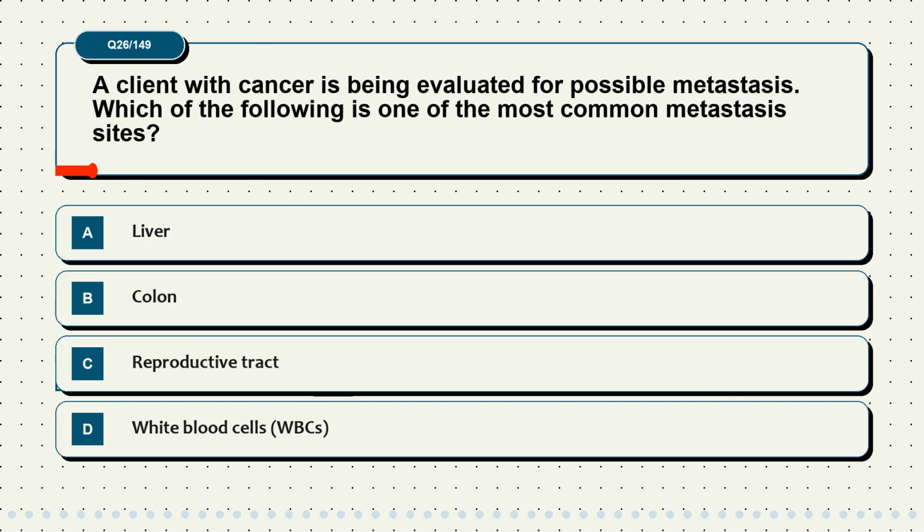Question 26. A client with cancer is being evaluated for possible metastases. Which of the following is one of the most common metastases sites? Here are the options. Option A, liver. Option B, colon. Option C, reproductive tract. Option D, white blood cells, WBCs.